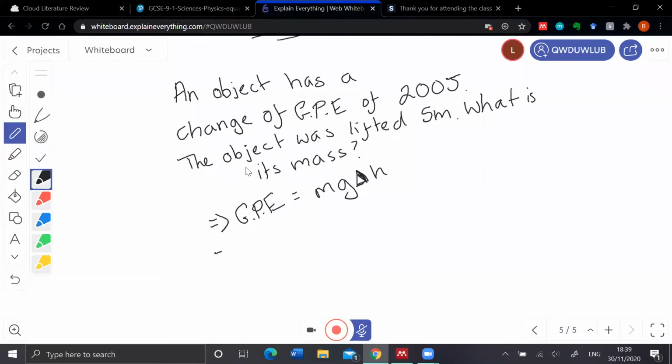The GPE we know this time. I write on a graphics tablet, so I'm kind of writing on a slant. I'll try and write it more straight. Okay, GPE, so 200 joules.